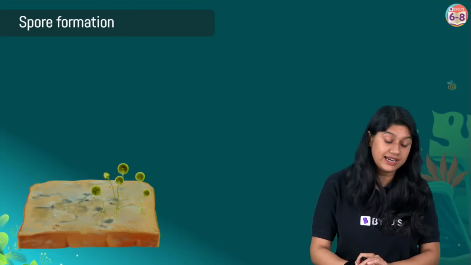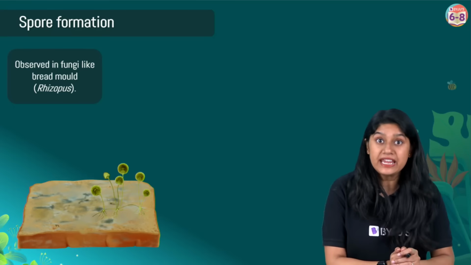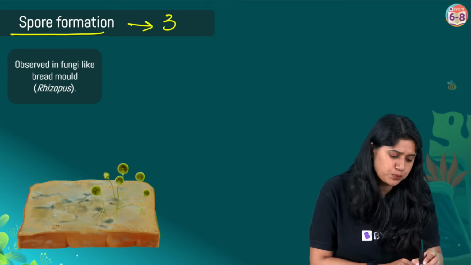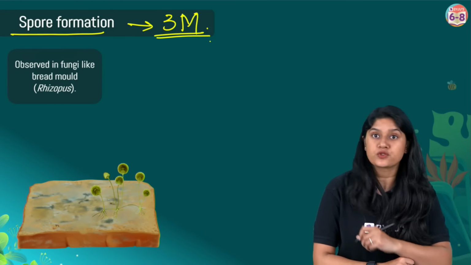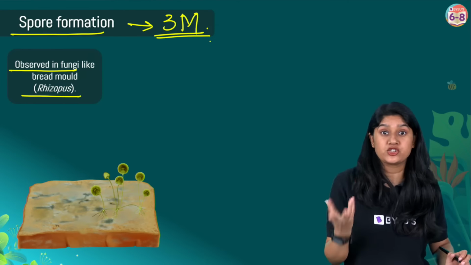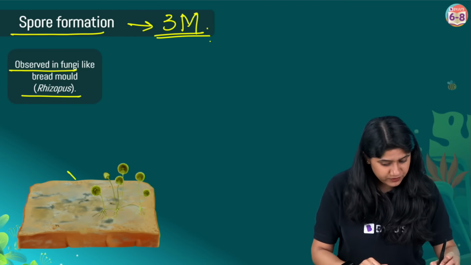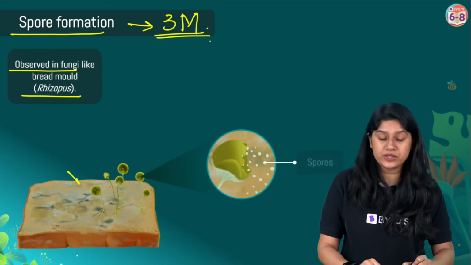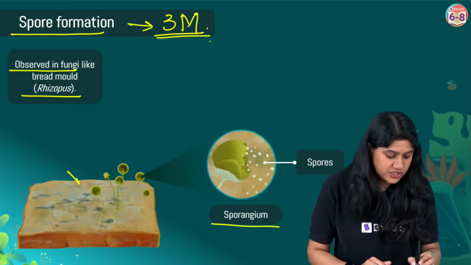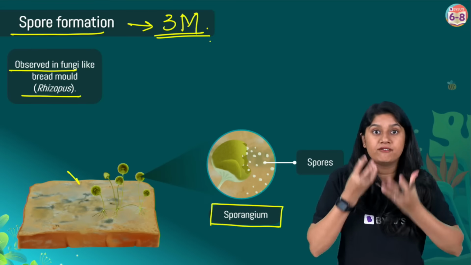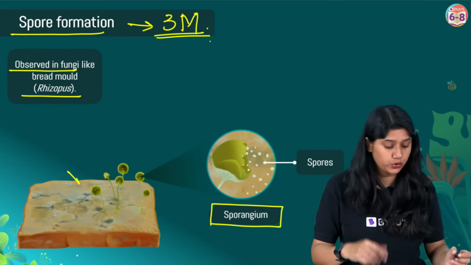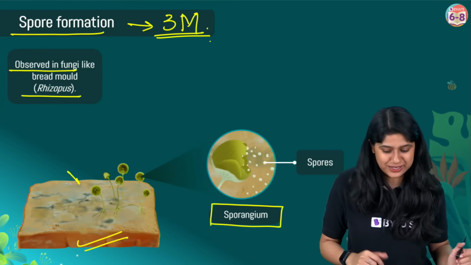Now let's move ahead and discuss the very interesting spore formation. This is very important from the exam point of view, so please make sure you keep a note of this. It is observed in fungi, for example Rhizopus. When we look at the structure, they have the spores which are present inside the sporangium. Once the sporangium bursts open, it releases the spores, and if these spores fall on a moist surface, they'll be able to grow into a new organism. So that's how the reproduction occurs.